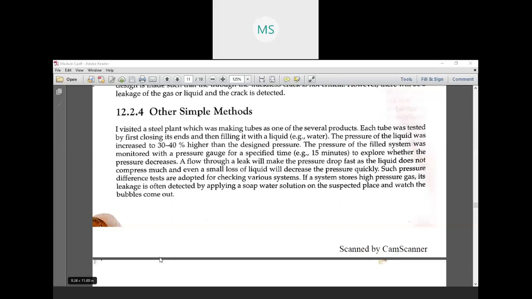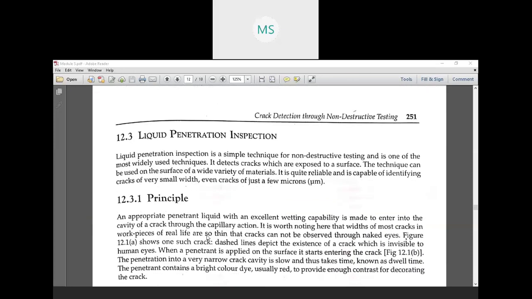That leakage, how will they find it? They will apply soap water on the suspected places, and once they apply it, because of the reaction of the soap and the solution, bubbles will start forming. That's how they will come to know where the leakage is. Okay, so this is one of the kinds. Let us see the next one.